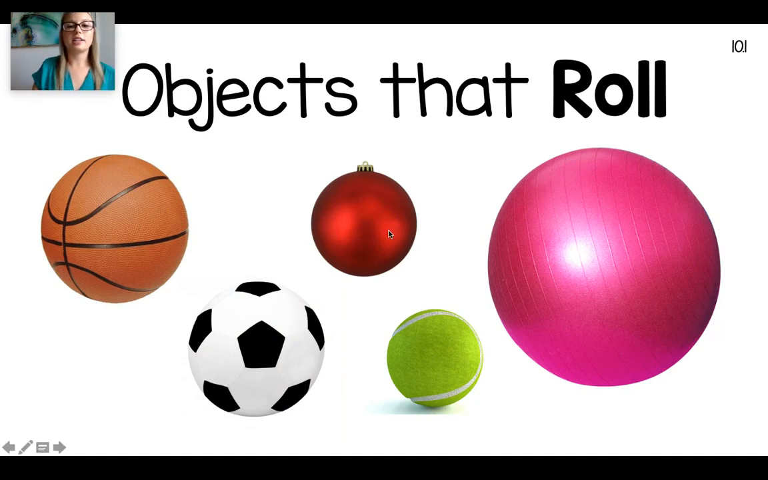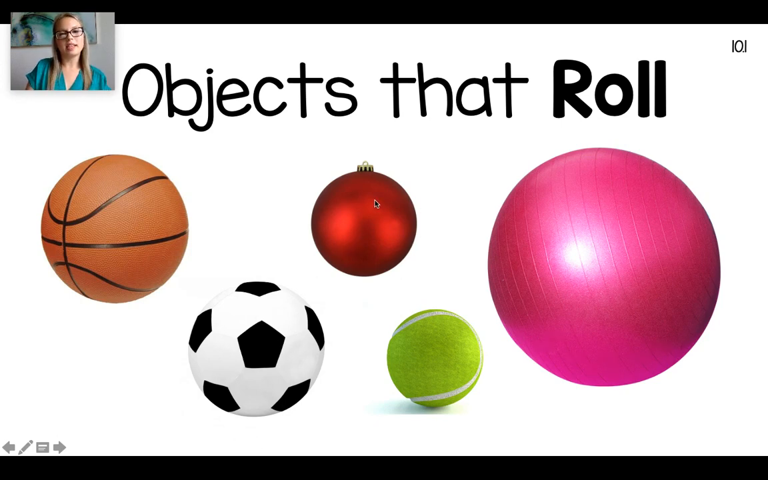Here are some objects that roll. We have a basketball. If you put a basketball on the ground and you give it a little push, it won't stay in the same place. It'll roll on the ground. Same thing happens with a soccer ball.